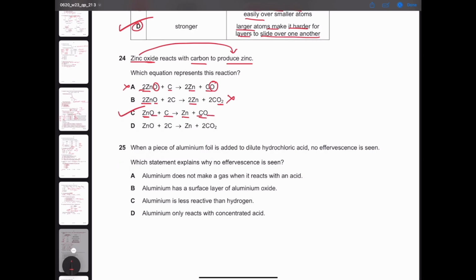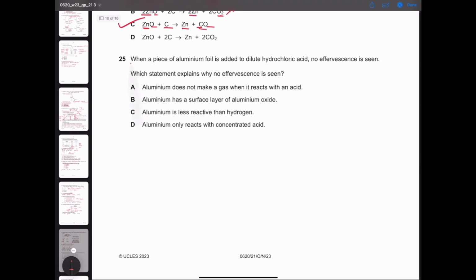Alright, now when a piece of aluminium foil is added to dilute HCl, no effervescence is seen. Which statement explains why no effervescence is seen? They're simply asking you, when you add a piece of aluminium foil into dilute hydrochloric acid, we expect it to react, but it does not. Why? Because aluminium has a protective layer of aluminium oxide on it. So aluminium has a surface layer of aluminium oxide which makes it unreactive. This is why aluminium foil is used in packing food in containers, because it is unreactive, because there is a layer of aluminium oxide already there.